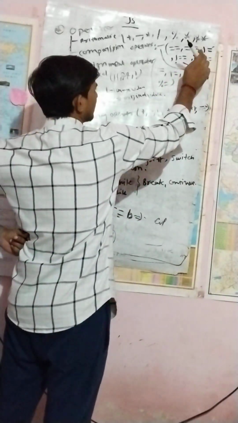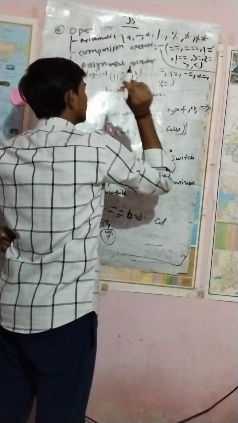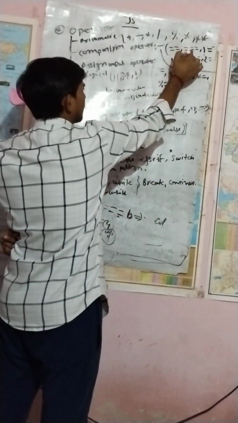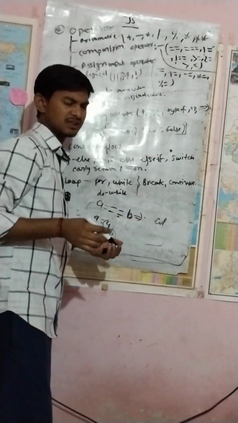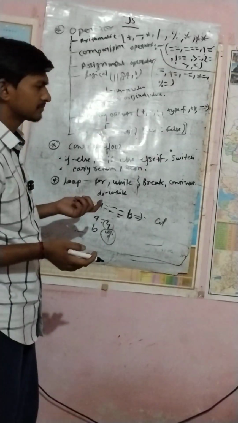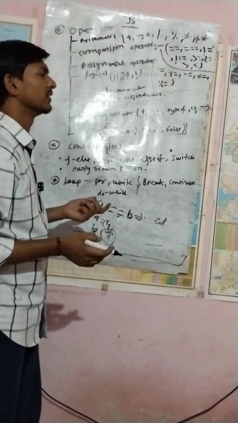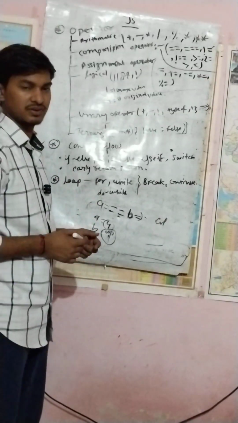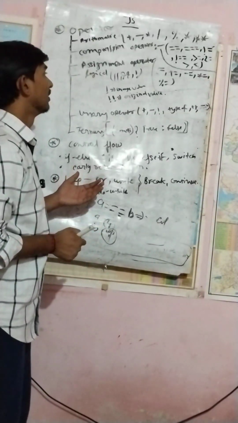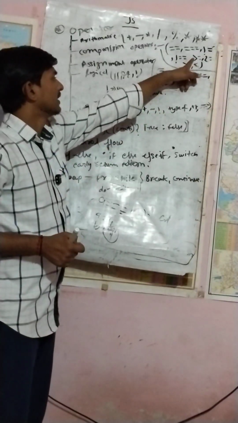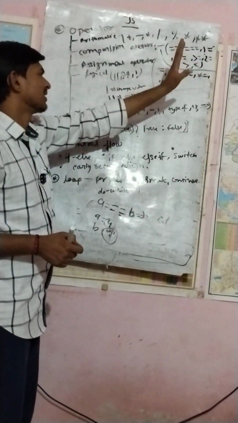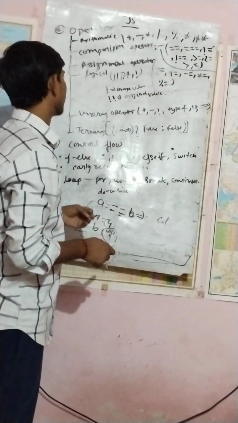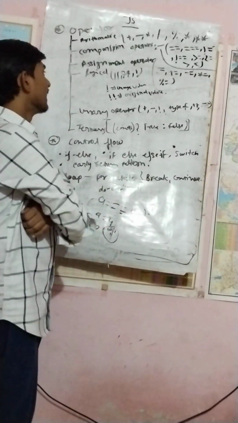Then there is not equal, which means it should not be equal, and not double equal, which means it should not be equal even in data types. Less than, greater than, less than or equal, and greater than or equal all come under comparison operators.